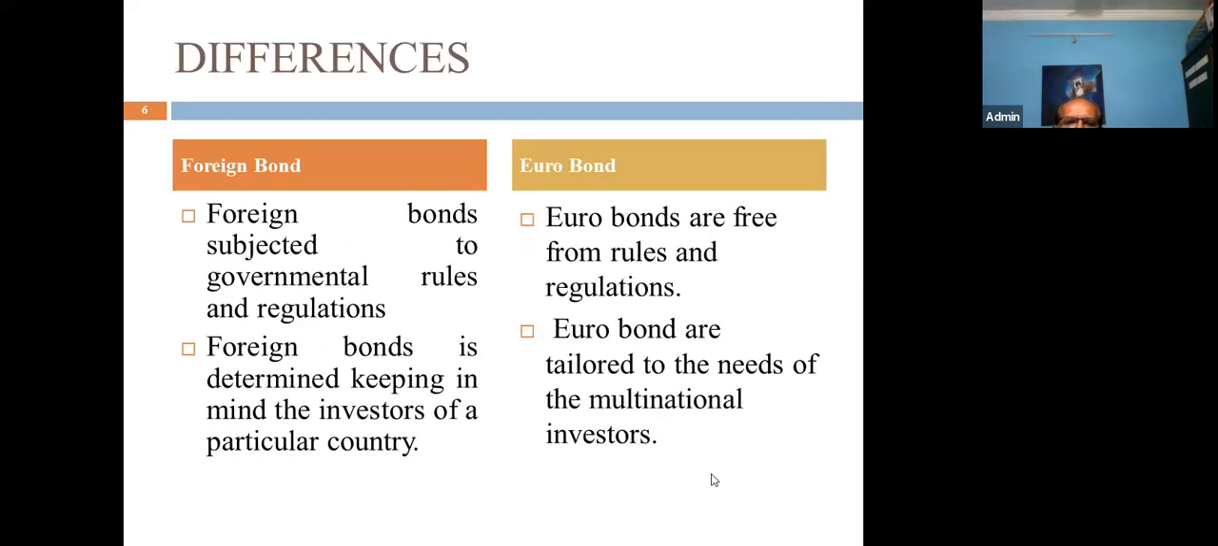May I go to the next slide now, after knowing the difference between foreign bond and euro bond? May I go to the next slide? Hello?